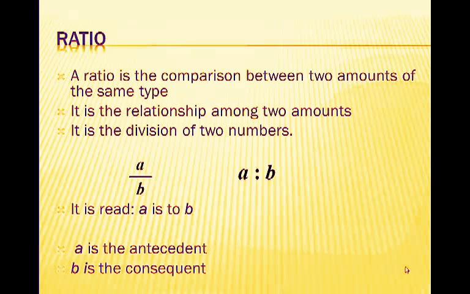Remember in class we said it's a fraction where I have A over B. Another way to write it would be like this, and the way to read it is A is to B. A is the antecedent and B is the consequent.